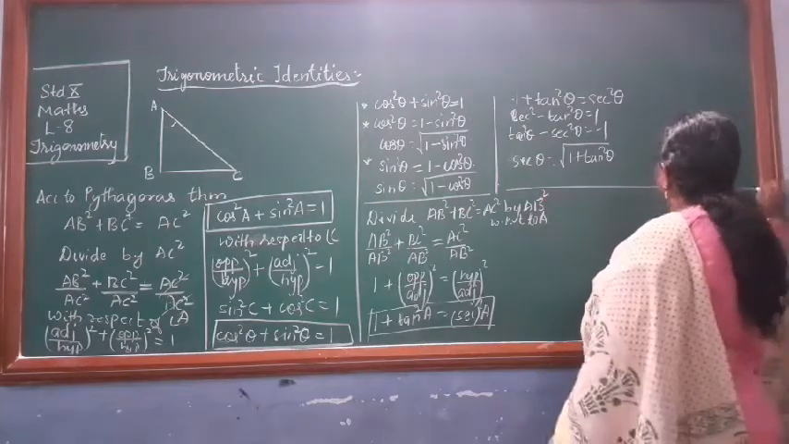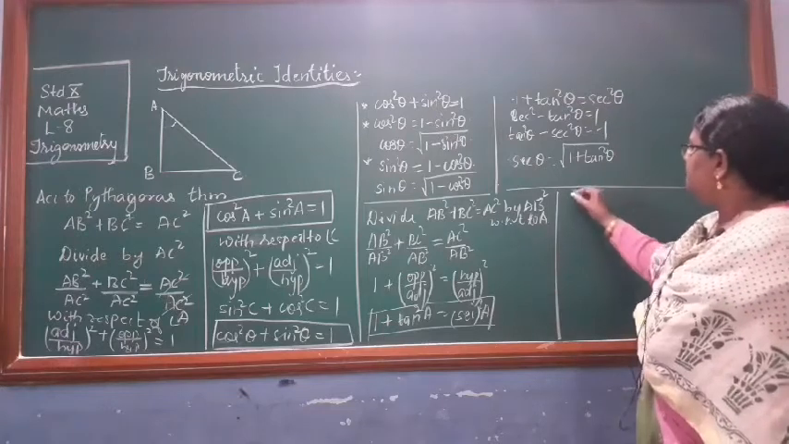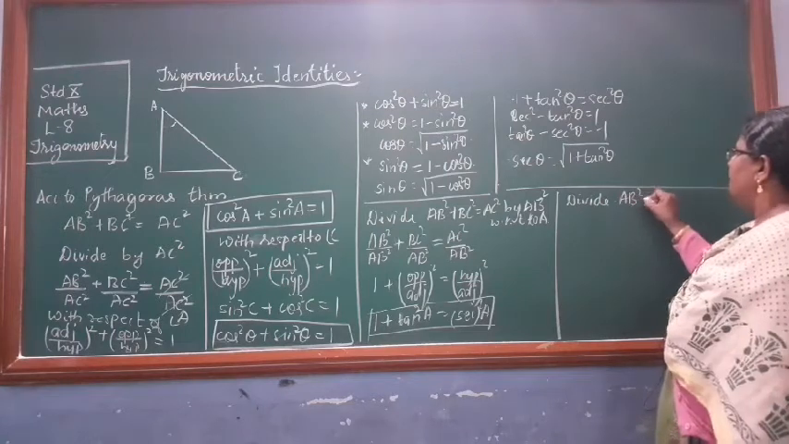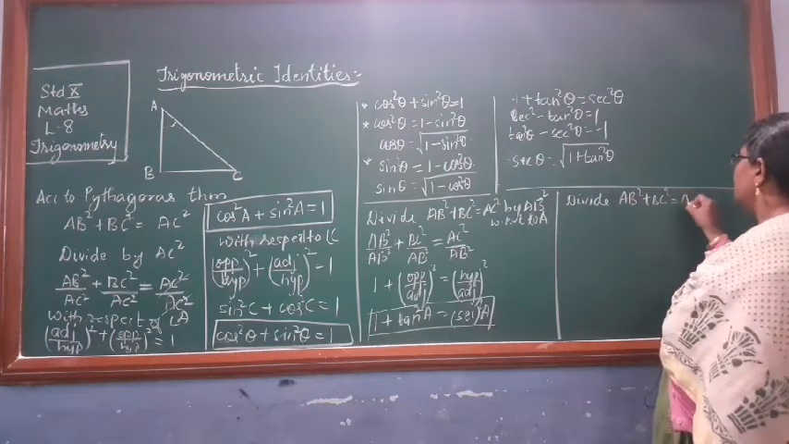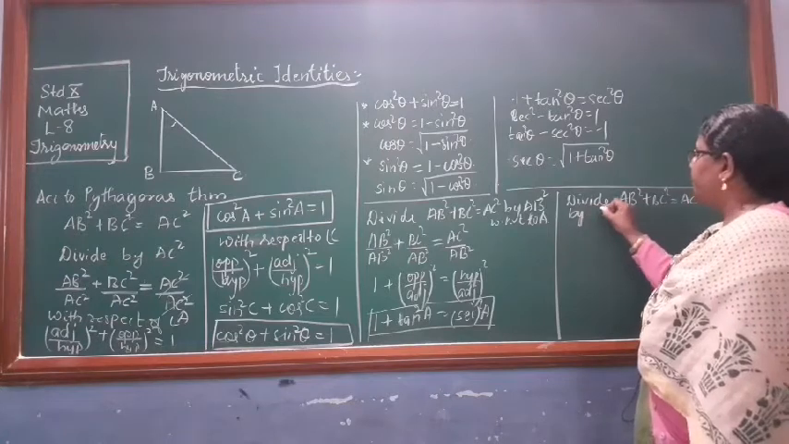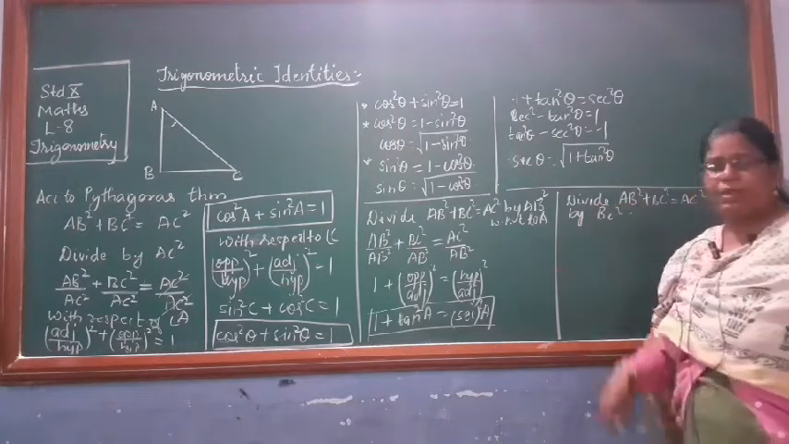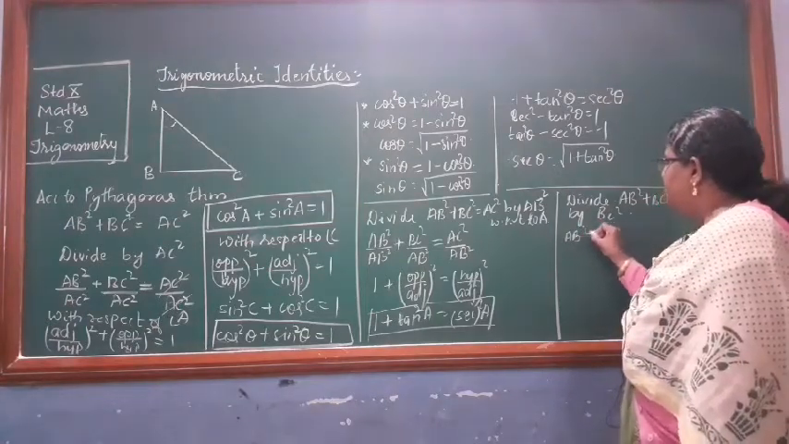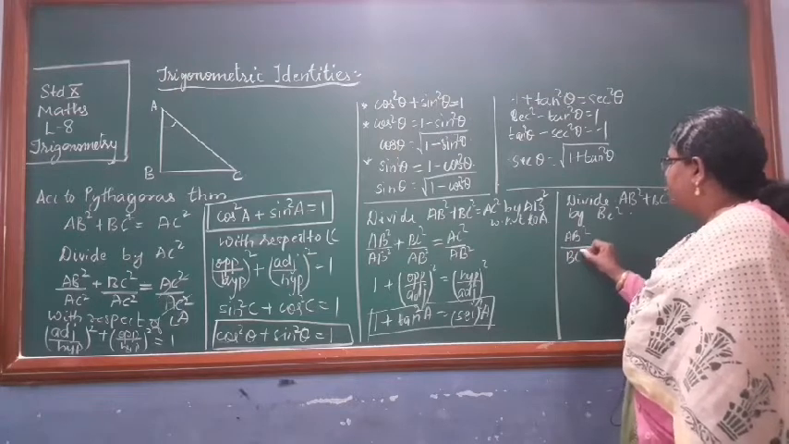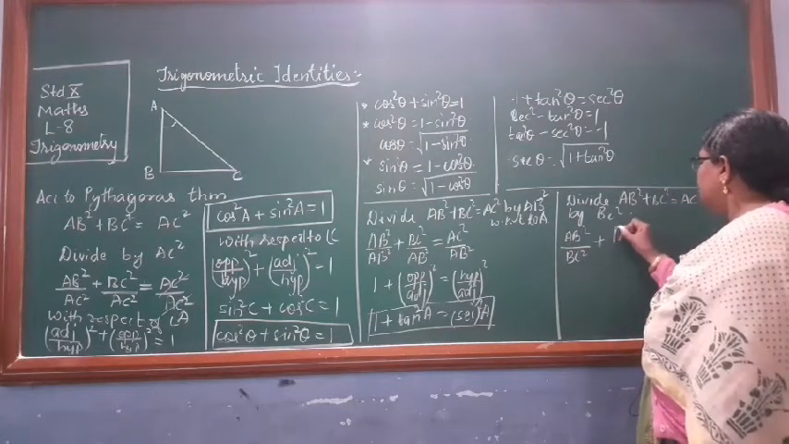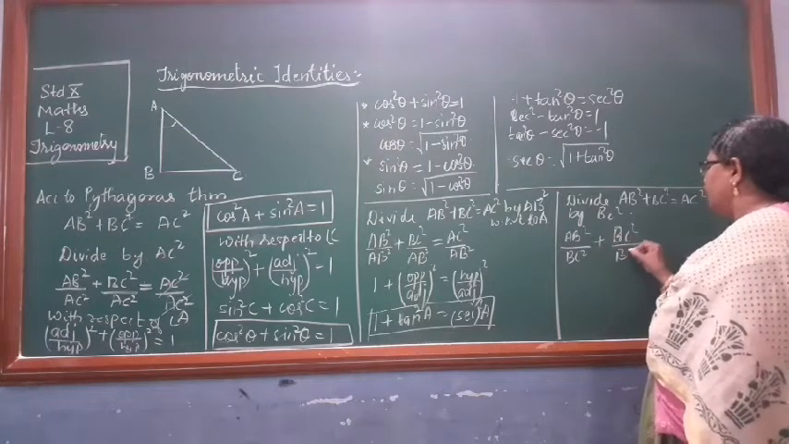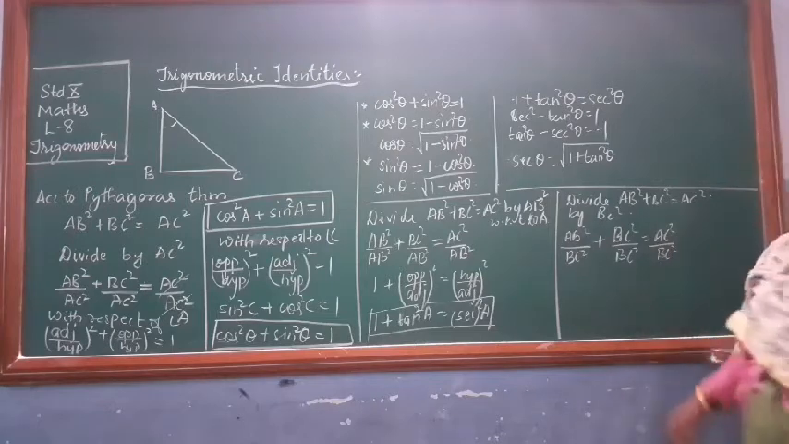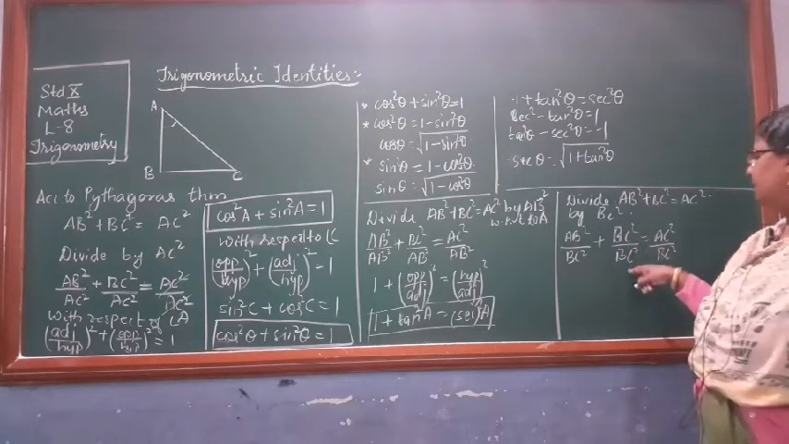Now coming to the next thing, that is divide AB square plus BC square is equal to AC square by BC square. Just now we divided by AB square. Now you divide it by BC square. So what will you observe? AB square by BC square plus BC square by BC square is equal to AC square by BC square. BC here it will get cancelled.